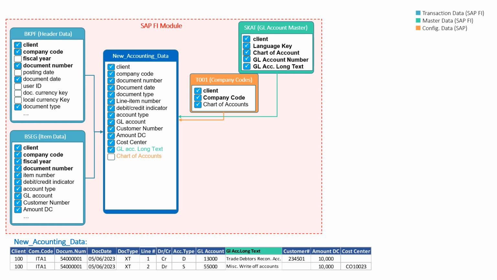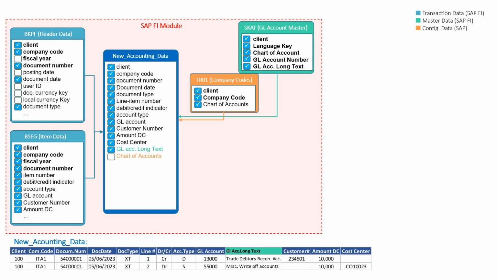So before merging SKAT or other GL account master tables with our data frame, we need to include the emerging features of chart of accounts from the T001 table. We are aware that every company code is assigned to one chart of accounts. Once we have this chart of accounts feature, we can seamlessly join our data with SKAT to bring in additional fields. All these tables we discussed are stored in the SAP FI model.